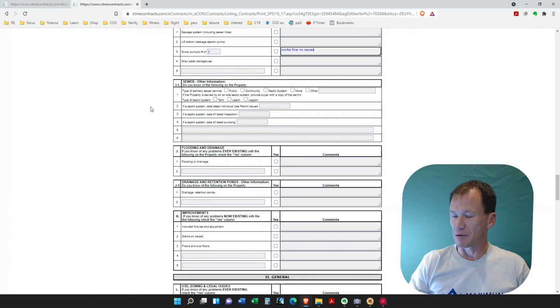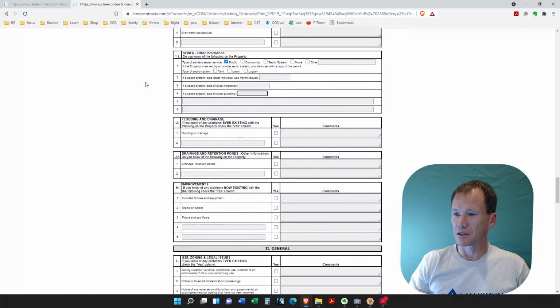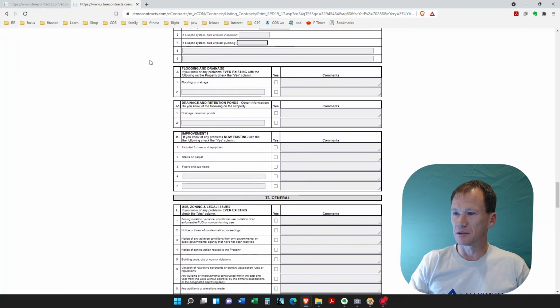Sewer other information, type of sanitary sewers. Again, most of it's going to be public. That's your standard water company, sewer and water. Is it a community? Is there a septic system? And if there's a septic system, is it a tank, leach, or lagoon? Septic system, additional information on the permits. Fill that out if it applies to you.